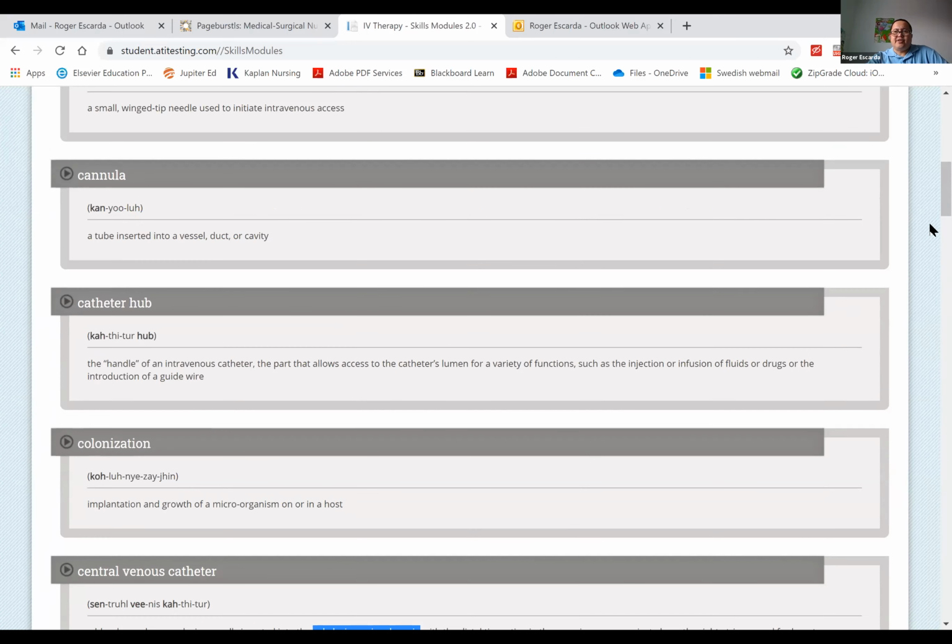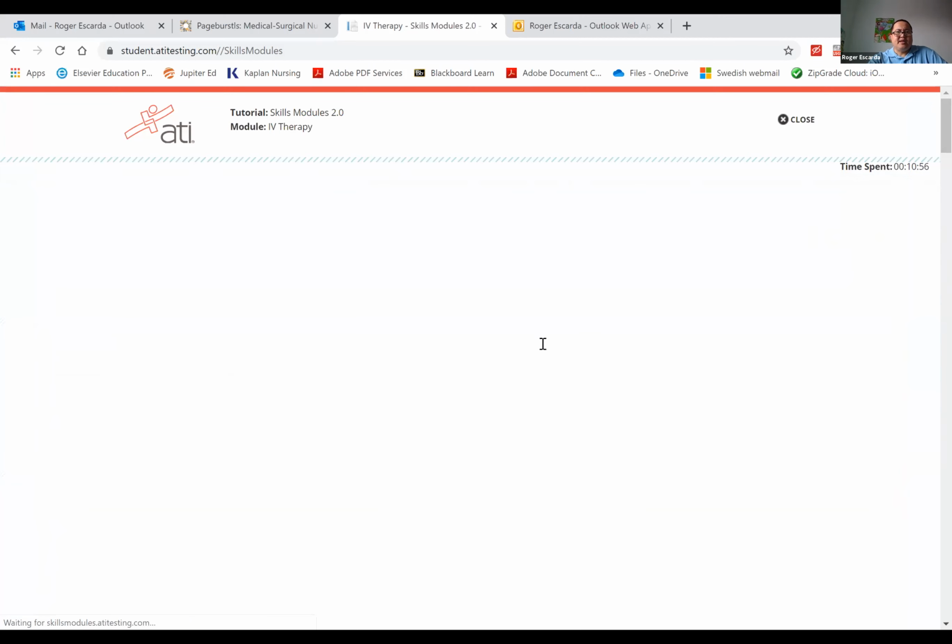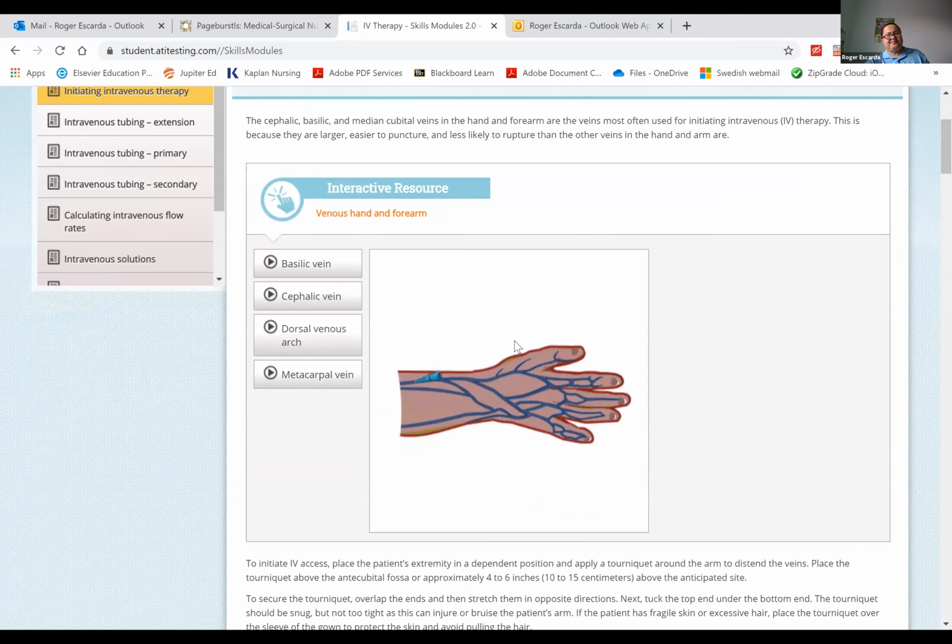I won't finish the whole thing because otherwise we'll run out of time. Next tab, accepted practice. Also, I won't play the whole thing. These are the common sites where you will start an IV.